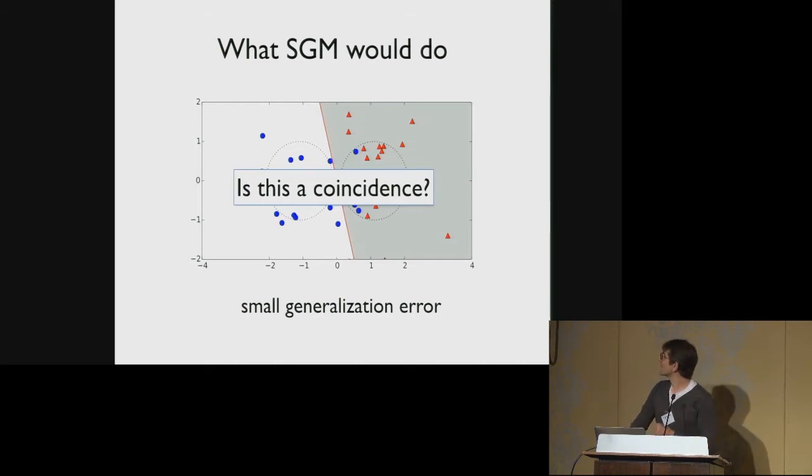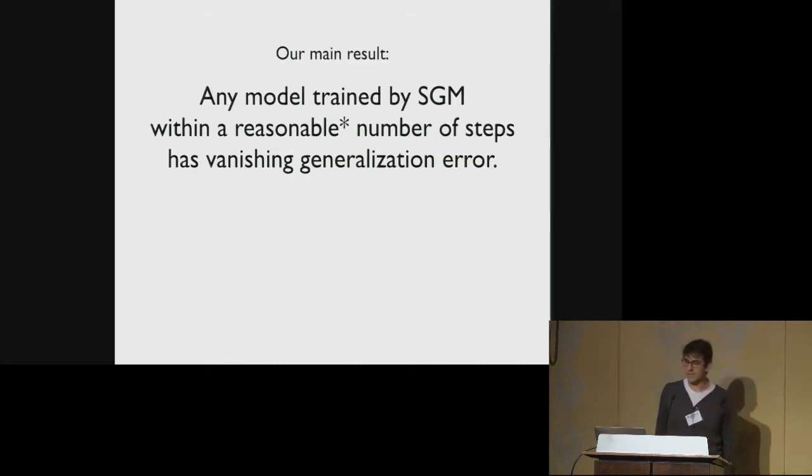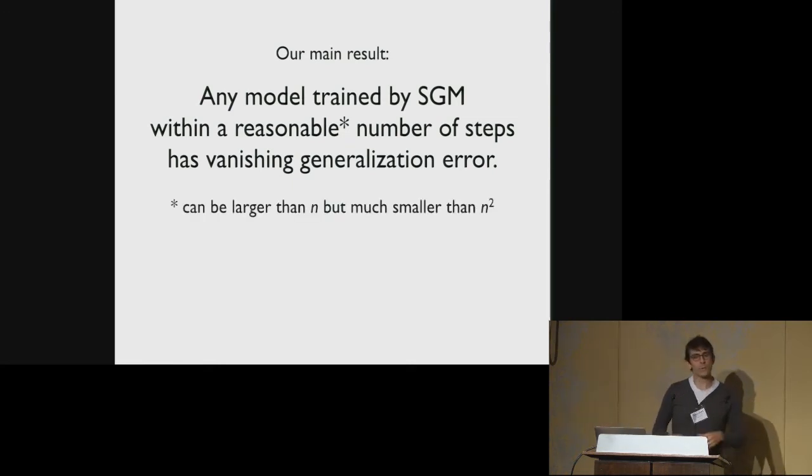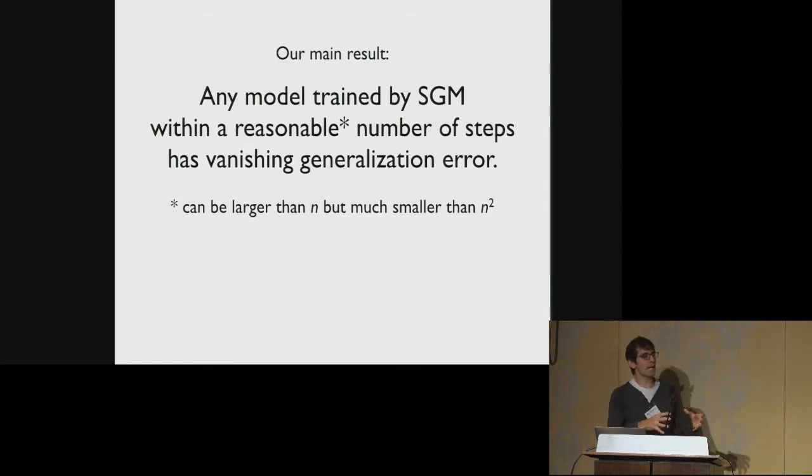Okay, so good. So we were wondering, is this a coincidence? And no, it's not. Any model trained by SGM with a reasonable number of steps has vanishing generalization error. So what does reasonable mean? It's somewhere between n and n squared, which is where all the action is happening in practice.